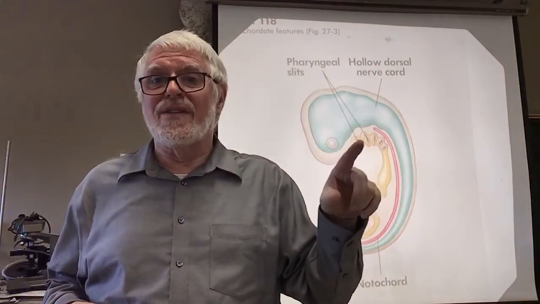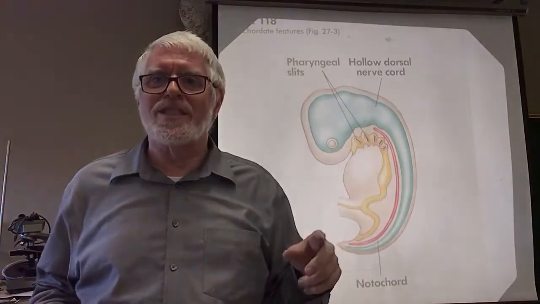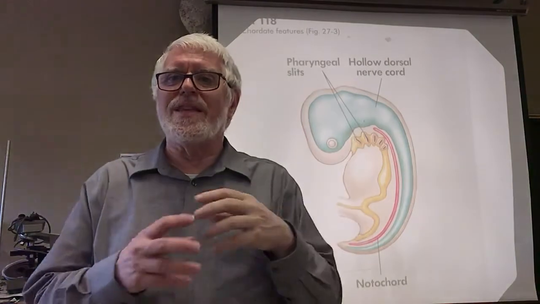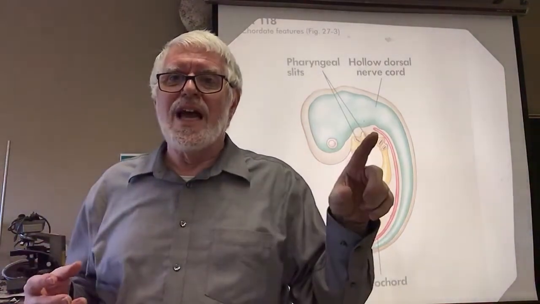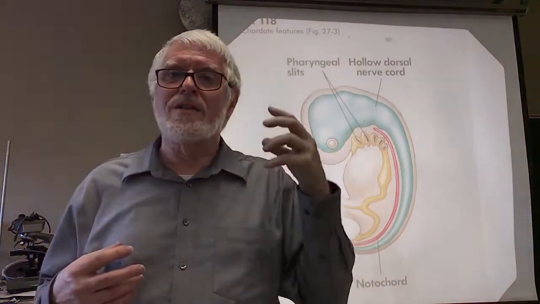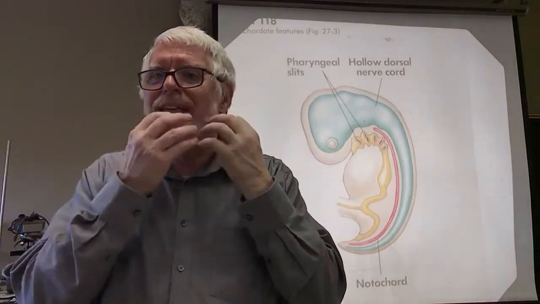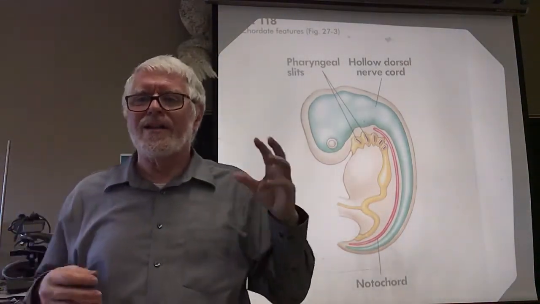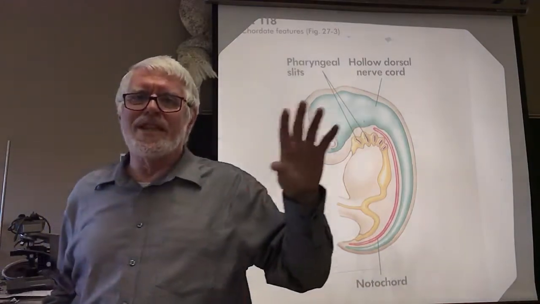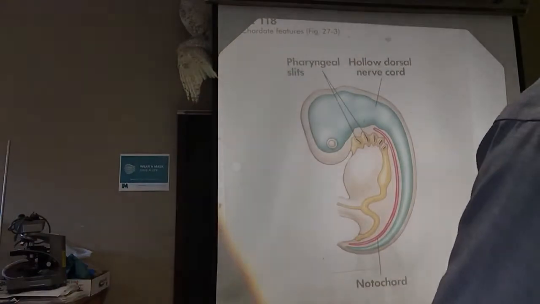But at this stage in development, we and a fish look pretty much the same. These go on to be the gills of the fish. There are outgrowths that become our lungs. There are some outgrowths that become jaws and structures in here, all sorts of things. But this is basic features of chordates.